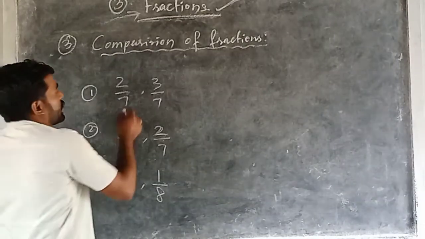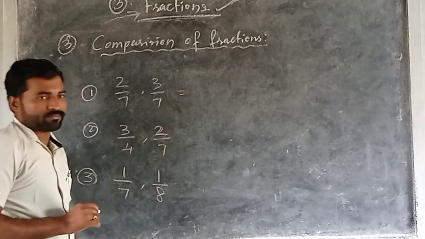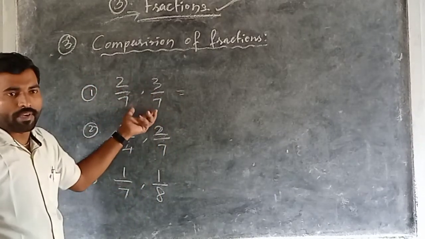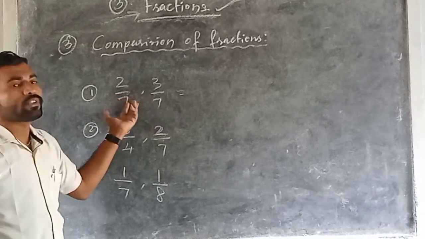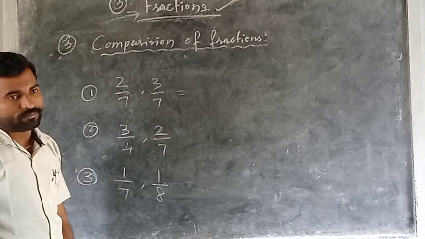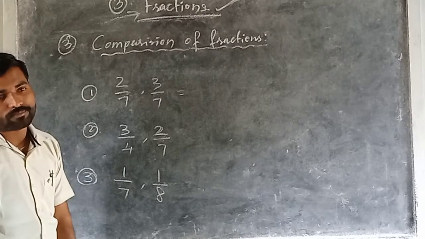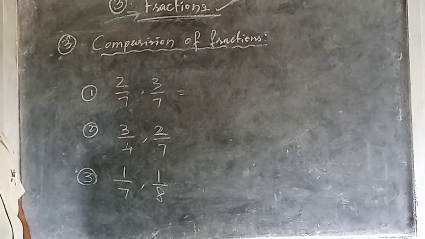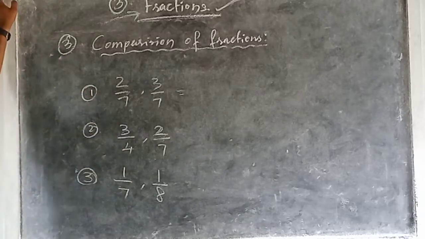First of all, let us discuss the first question. 2 by 7 and 3 by 7 are given. Among these two, which is the greatest one? 3 by 7. Why? Sir, because the denominator is equal and the numerator is greater. Listen.